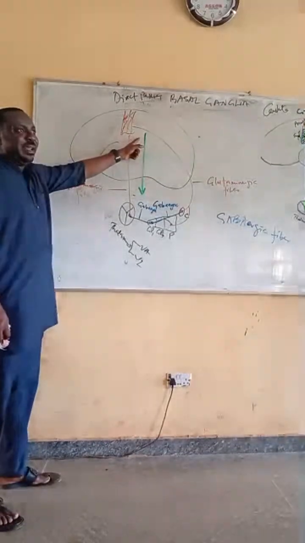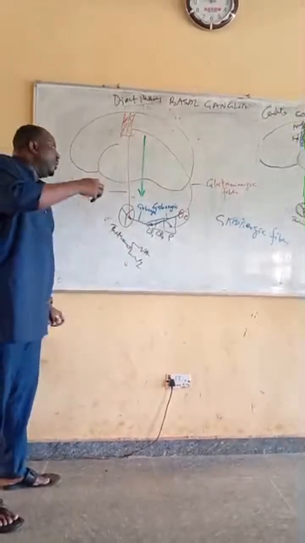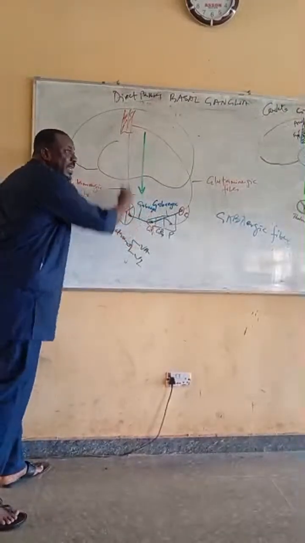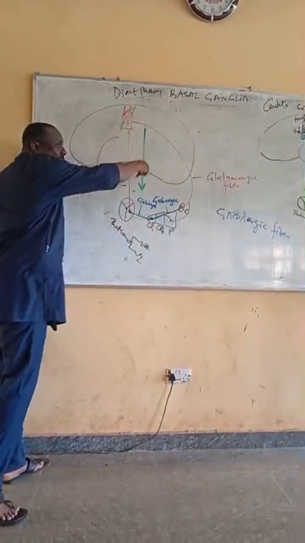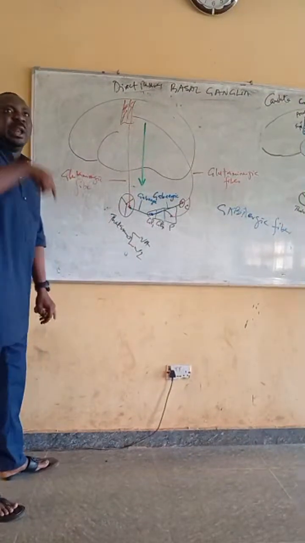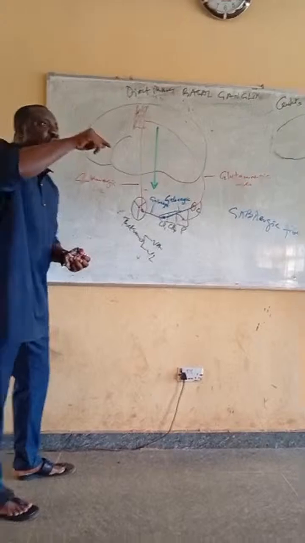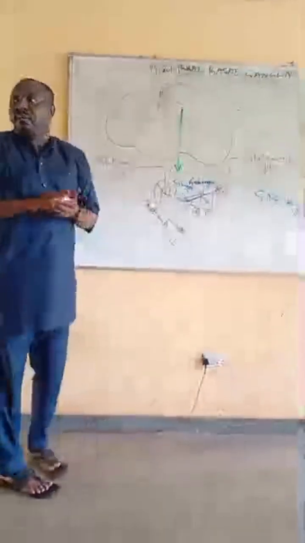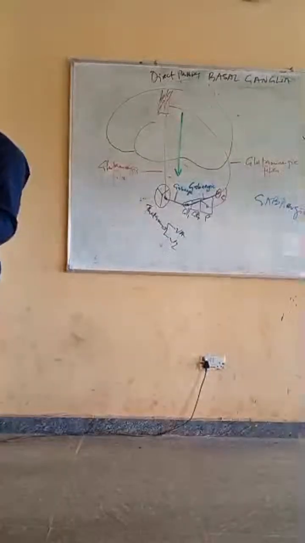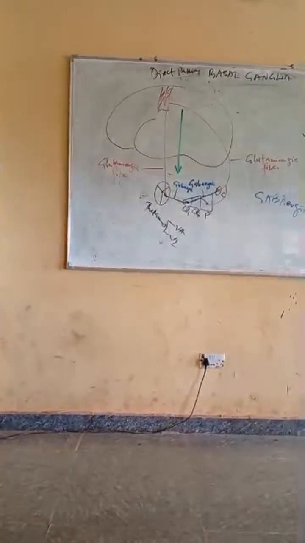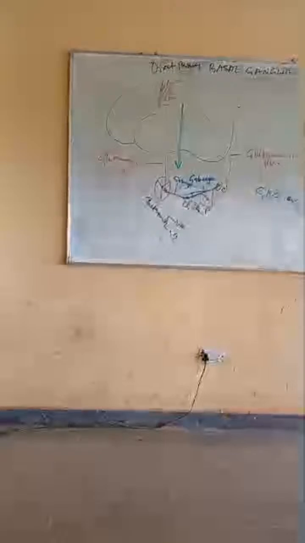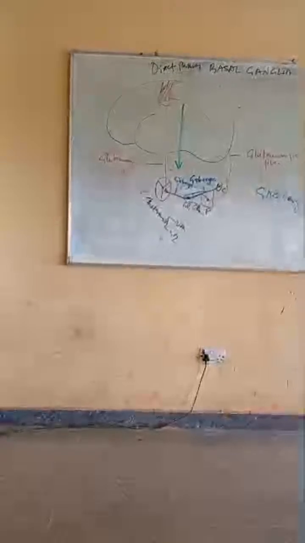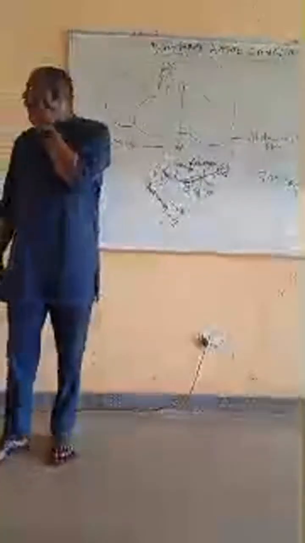And the cortex, having received the information that is coming from the basal ganglia, now sends a command to where? To the spinal cord via the corticospinal tract. Is it difficult to understand? No. It's very simple. Should I explain it again? No. So that is the direct pathway. Are you there? This is the direct what? Pathway. Right?